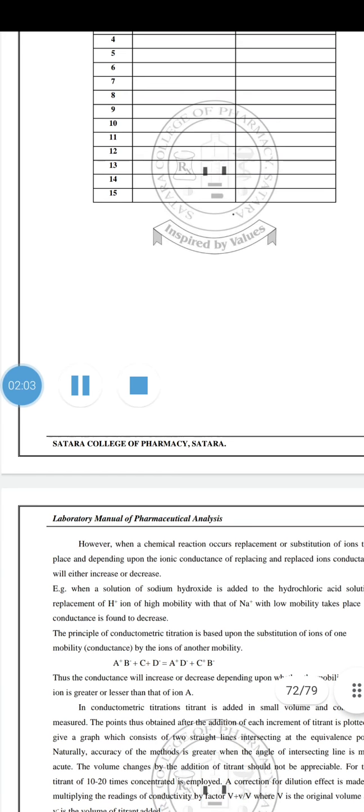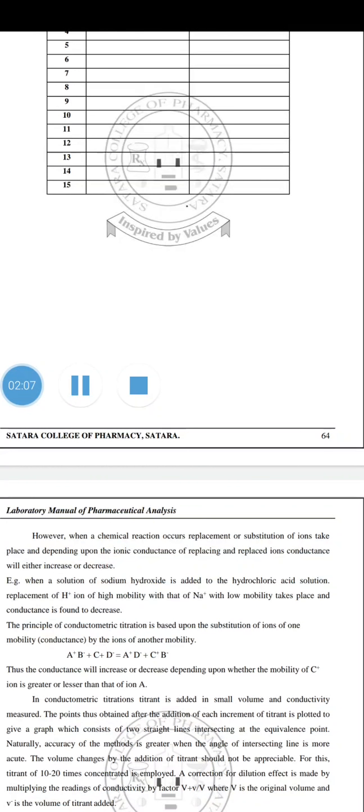Now the principle part: when a chemical reaction occurs, replacement or substitution of ions takes place, and depending upon the ionic conductance of the replacing and replaced ion, conductance will either increase or decrease. For example, when a solution of sodium hydroxide is added to hydrochloric acid solution, replacement of H+ ions of high mobility with Na+ ions of low mobility takes place and conductance is found to decrease. The principle of conductometric titration is based upon the substitution of ions of one mobility by ions of another mobility.